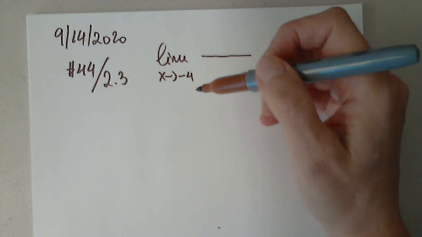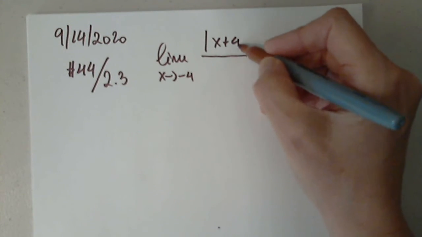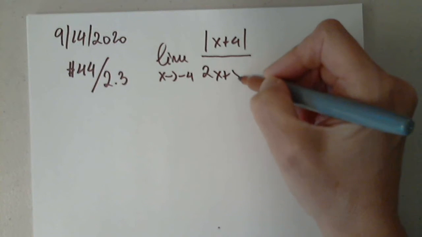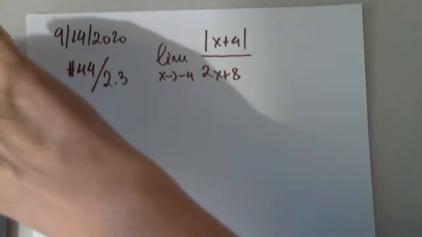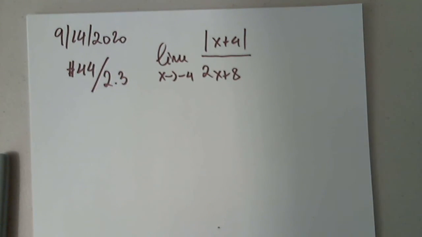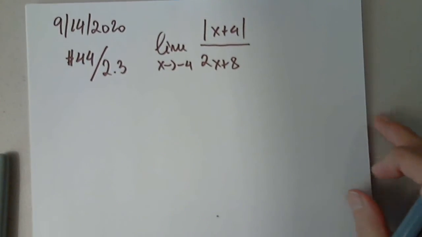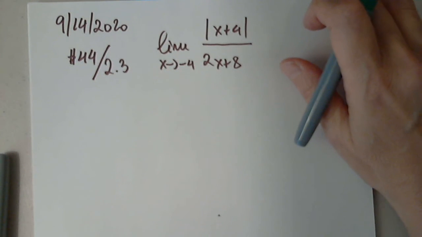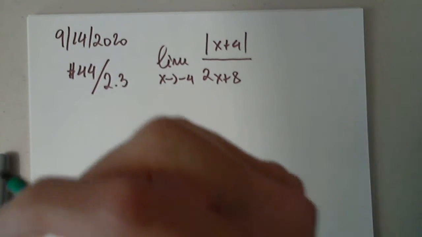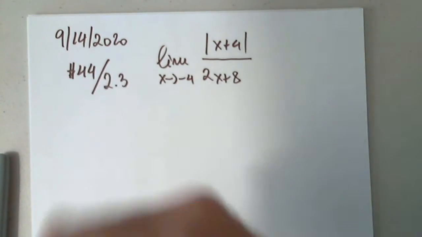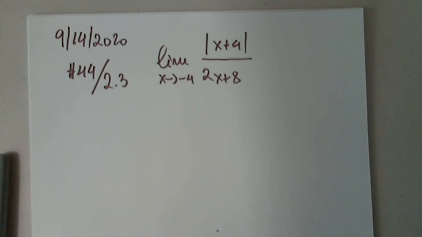Negative 4 from either side, of the absolute value of x plus 4 divided by 2x plus 8. And we know that every time we calculate a limit, what will be our first step? Exactly, plug it in to see what type of limit that is. And there are several reasons why, and one of them is, I will refresh your memory, I will repeat this over and over.